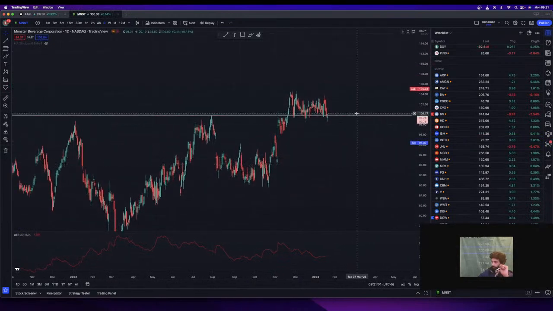Monster Energy is something interesting. Just consolidating between this 102, 103 to 100 level. And if they break out, we got to see. If they break down, we got to see. Any move after consolidation is going to be violent. Something to keep a note on.